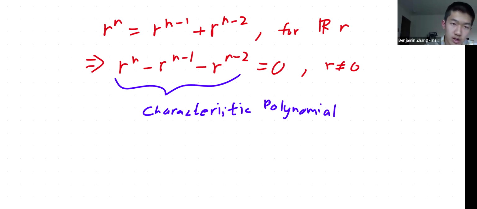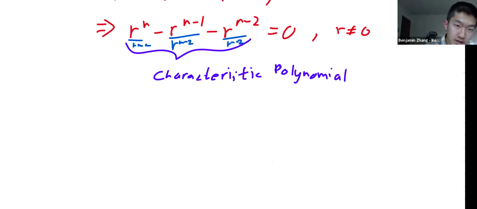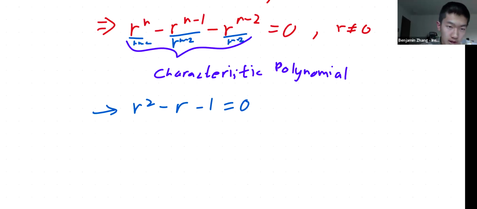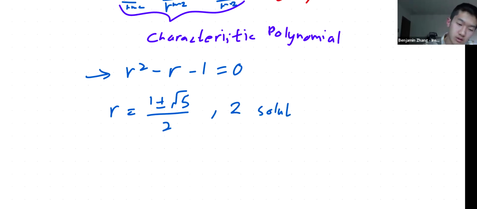So you divide each of these terms by r to the n minus 2. Yes, so now you can write this as r squared minus r minus 1 is equal to 0. And this is a simple quadratic to solve. You get that r is equal to 1 plus or minus root 5 over 2. So r actually has two solutions, and this is something that is very important to know.